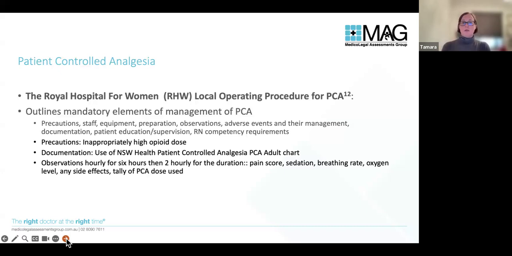So it talks about the precautions, the staff, the equipment, how things are to be prepared, what the competency requirement of a registered nurse supervising such a patient would be, and talks about how that patient should be educated and supervised. It notes precaution about giving high doses without review. It notes that there is a specific New South Wales Health-based specific tool or chart that actually distills all of the relevant observations onto that chart and makes it very clear in terms of monitoring.